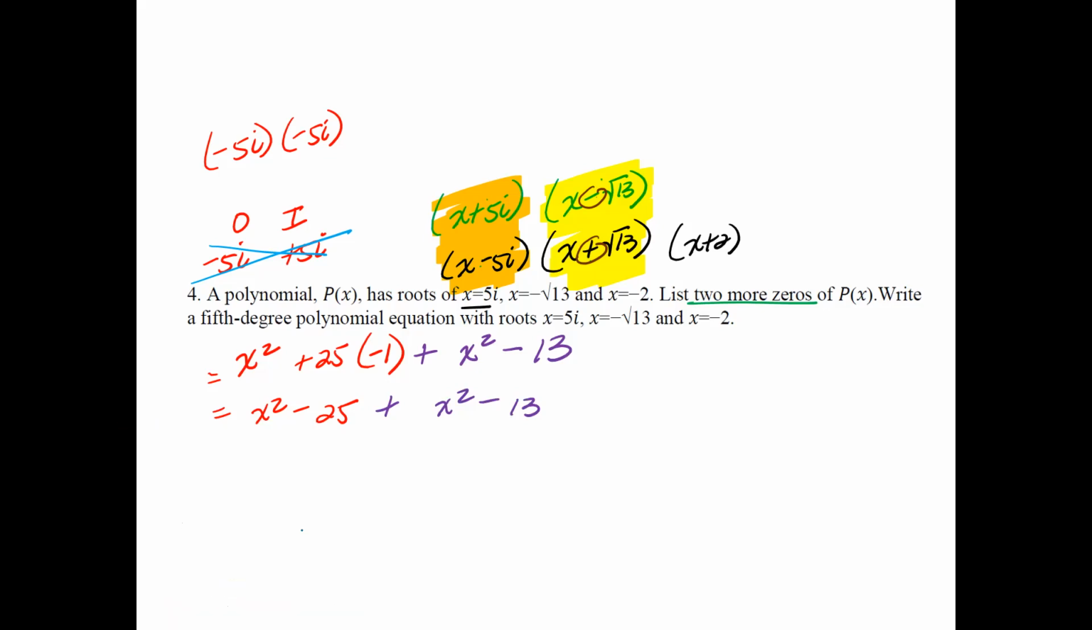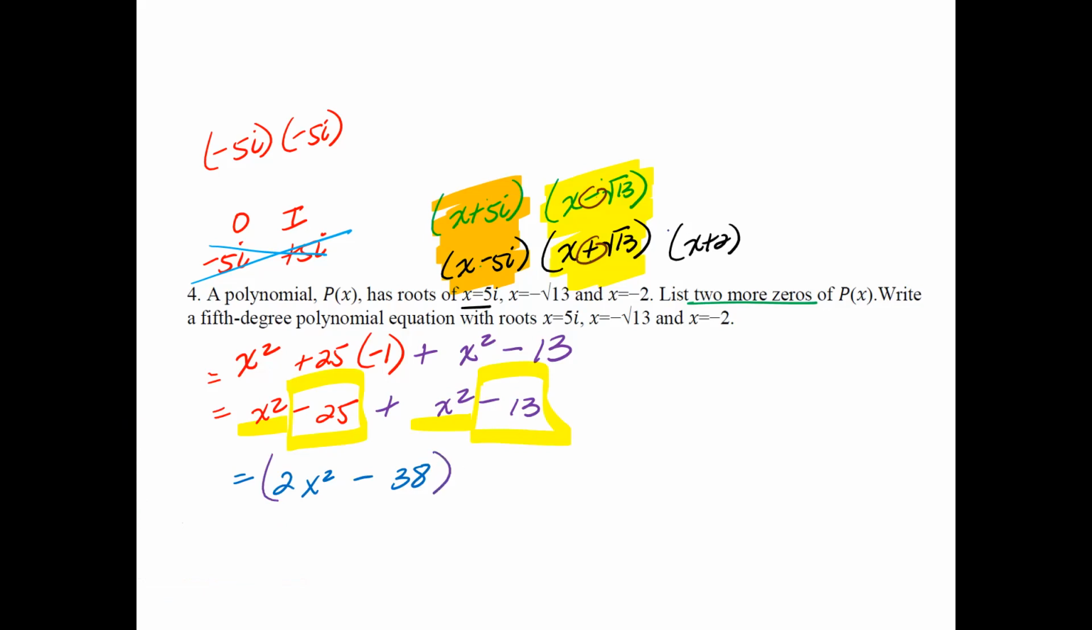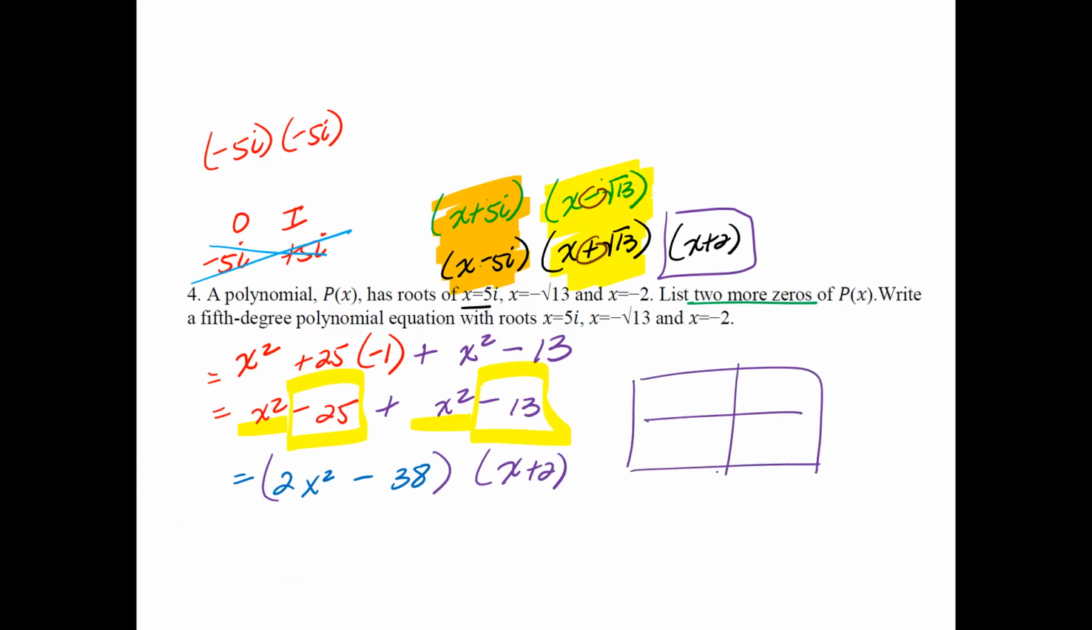Let's go ahead and combine your like terms here. If I combine those two, and I can combine these two, that will result in a 2x squared and then minus 38. Okay, so now that I'm done with that, I still have this last piece right here, so x plus 2. And then let's go ahead and just create a chart for that. So I'm going to create a box chart. I'm going to put x plus 2 on top, and then 2x squared minus 38 on the side. And let's fill out the chart.